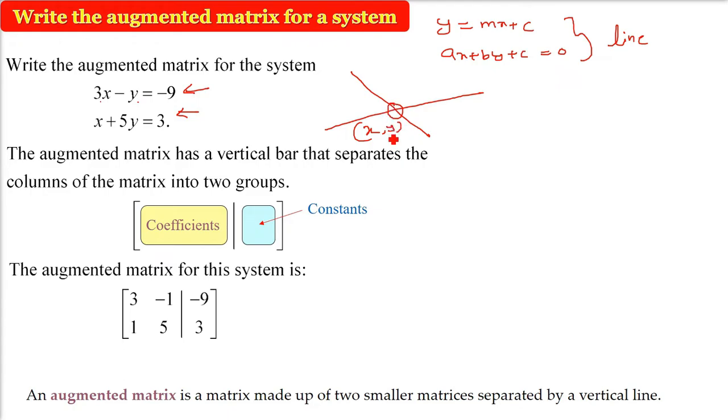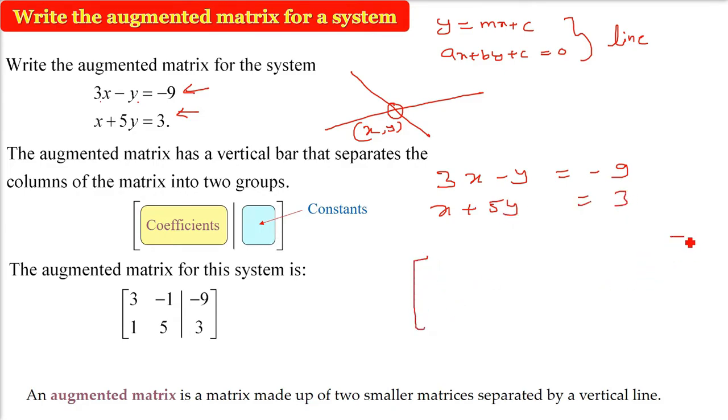This is the x and y. You can call it a point on the Cartesian coordinate system. So the augmented matrix we first have to form in order to solve this linear equation. How to do this? Let me write this equation and tell you step by step. 3x minus y equals negative 9, x plus 5y equals 3.